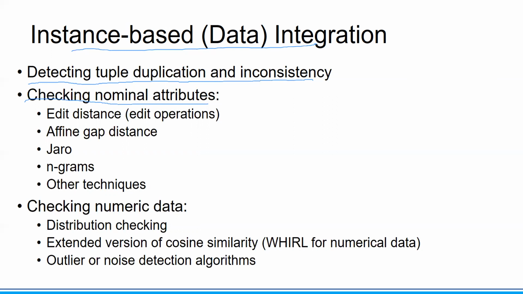We can use the edit distance, which we already learned about. Affine gap distance, we will check a little bit more about the affine. There's another algorithm called Jaro. N-grams, we already learned about the n-grams. And other techniques, of course, I cannot explain all. If you want to check numerical data, we can check based on the distribution, or there are some extended versions of cosine similarity, for example WHIRL for numerical data. Or we can use outlier or noise detection.